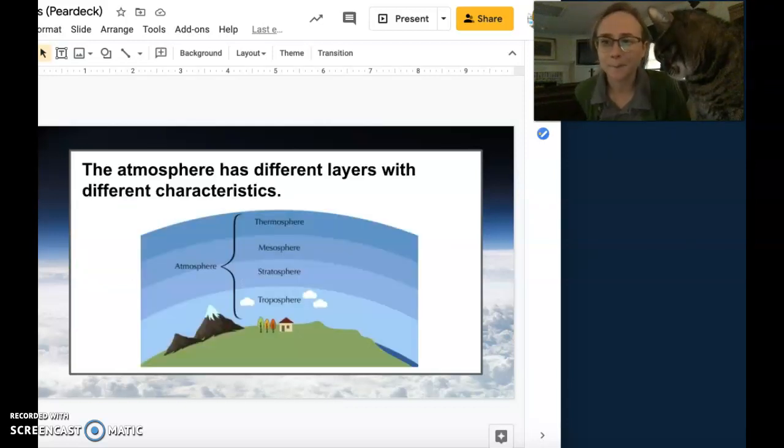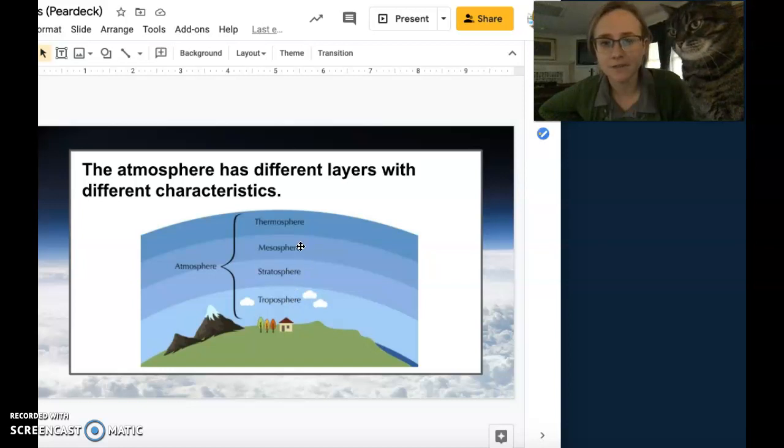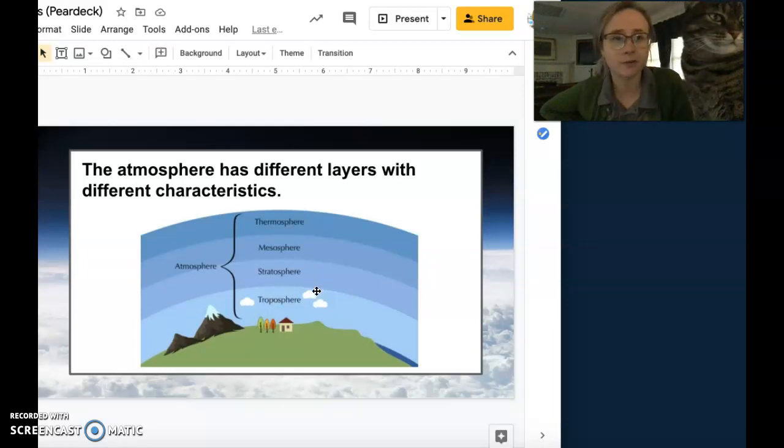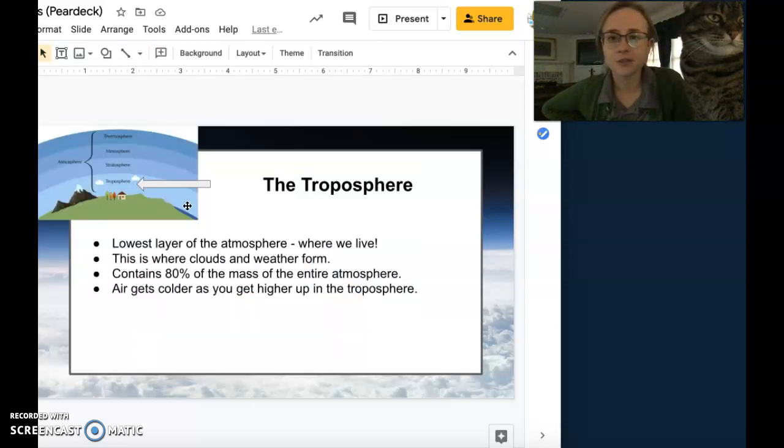All right, so here we go. There are four different layers of the atmosphere. You have the troposphere, stratosphere, mesosphere, and the thermosphere. And they all have different characteristics. So let's talk about the first one. We're going to go from the bottom up. The first one is the troposphere.